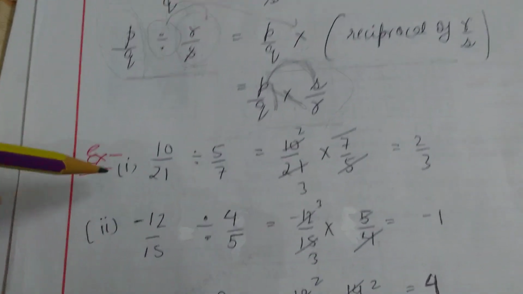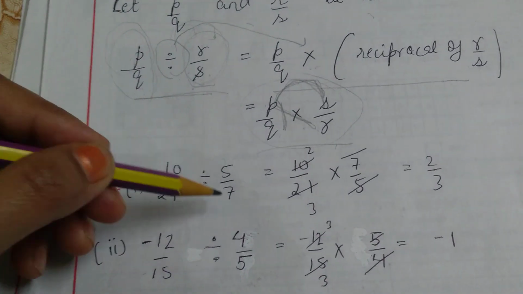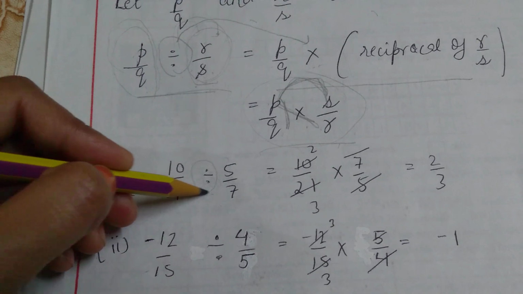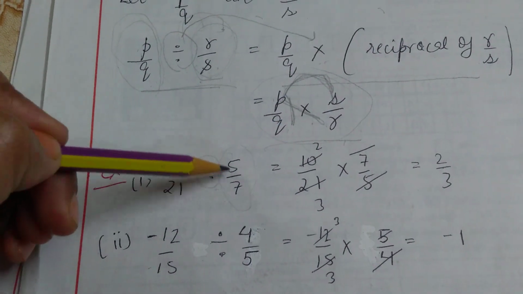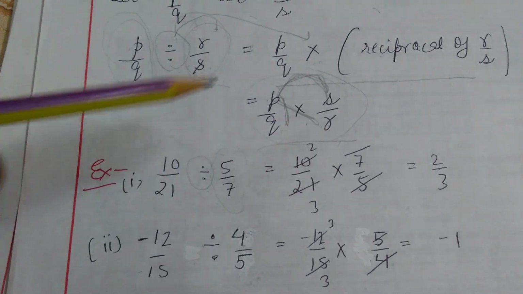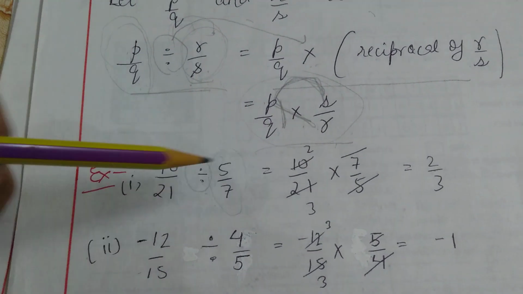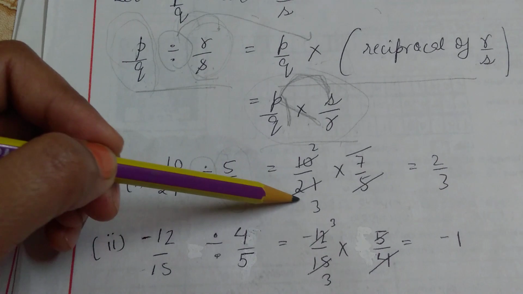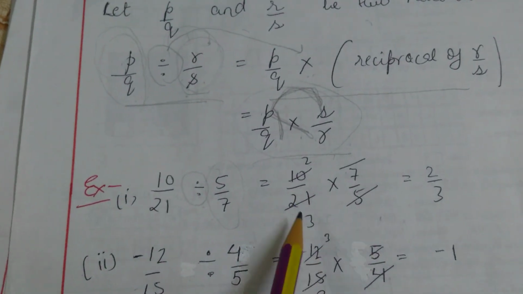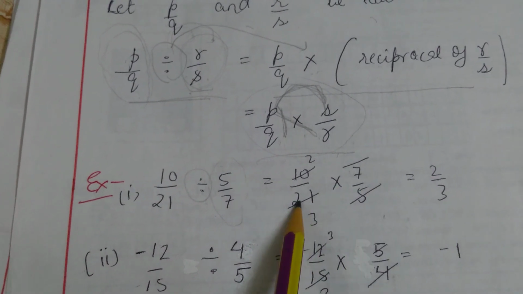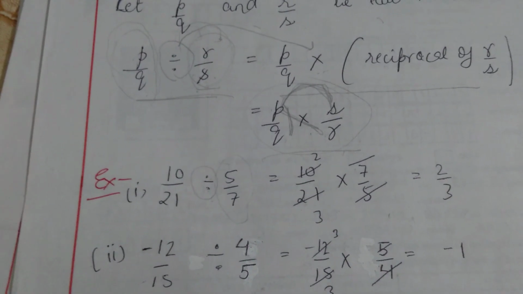Now an example: 10/21 divided by 5/7. This divide sign will be converted into a multiplication sign and we will take the reciprocal of 5/7. So this can be written as 10/21 into 7/5. Then we can simplify 10 and 5, and we can simplify 7 and 21. We will get 2/3.